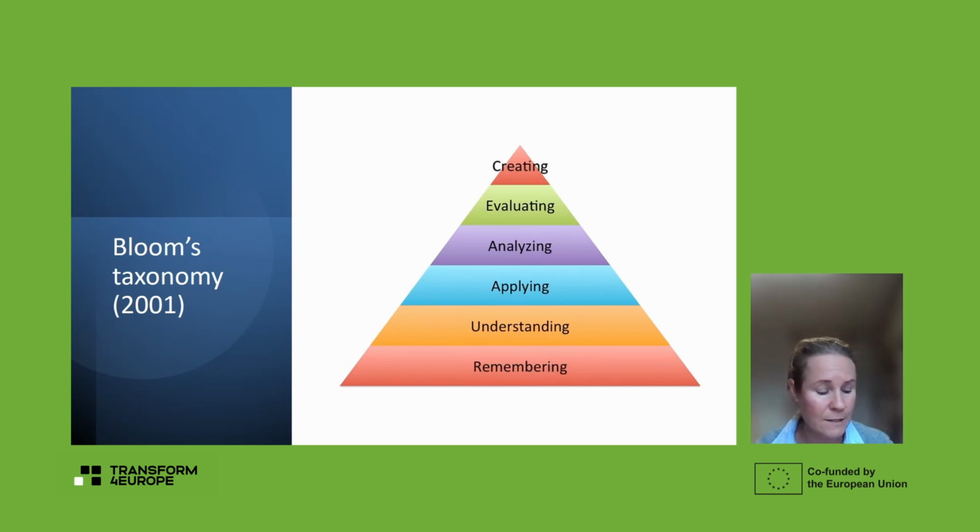It was first developed in the 1950s by Benjamin Bloom and his associates, and it was then revised in 2001 by a group of scientists. This is the version that we're using nowadays. We can see from the picture that this taxonomy divides the cognitive processes into 6 levels, from less to more demanding: from less demanding, remembering, understanding, applying, to more demanding, analyzing, evaluating, and creating.